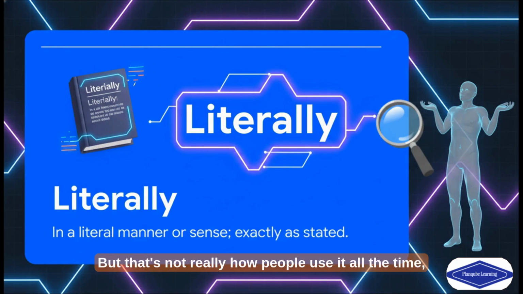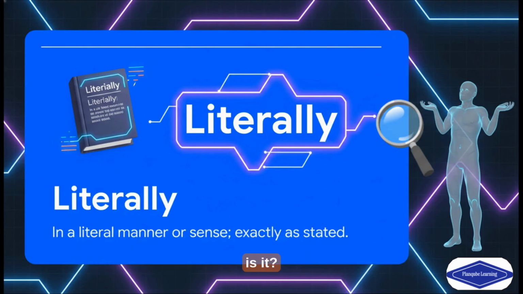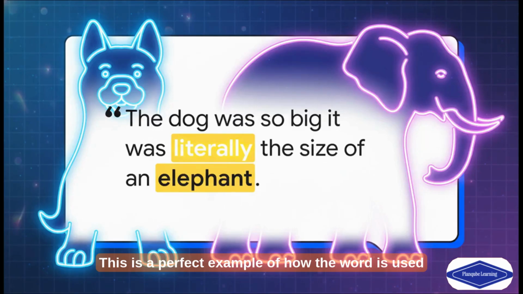But that's not really how people use it all the time, is it? This is a perfect example of how the word is used today. I mean, obviously the dog wasn't the actual factual size of an elephant. Here, literally is just being used for emphasis, to add some punch. And while it's technically incorrect, this has become so incredibly common that some dictionaries have actually added it as a second definition. You're watching language evolve in real time.